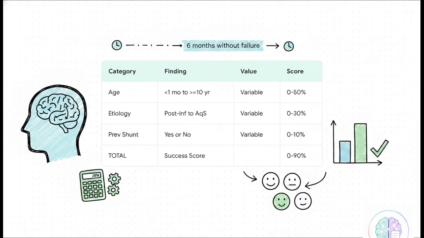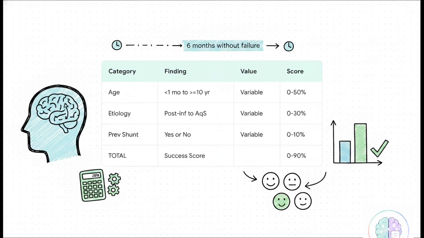It's pretty neat. First up is age. Infants under 1 month score 0, while patients 10 years and older get the maximum 50 points. Second is etiology, or the cause of the condition. Tough conditions like post-infectious hydrocephalus or myelomeningocele score super low, between 0 and 20, while aqueductal stenosis scores a solid 30. Finally, previous shunts. Having a prior shunt history drops your score for this category down to 0, while being completely shunt naive gives you 10 points.